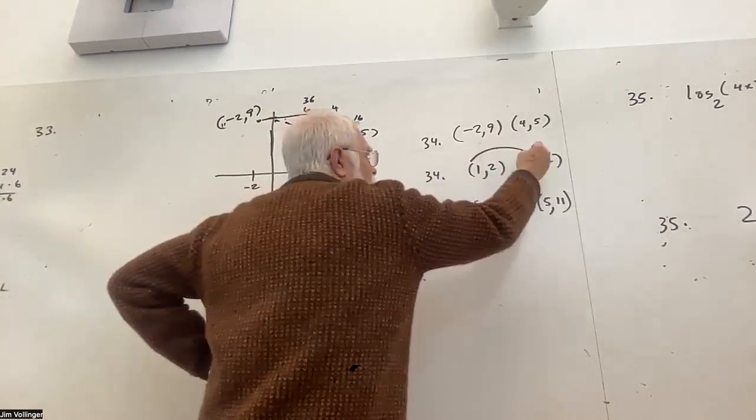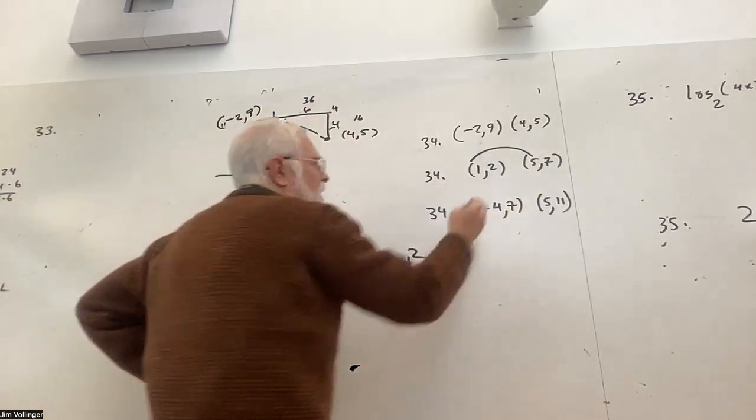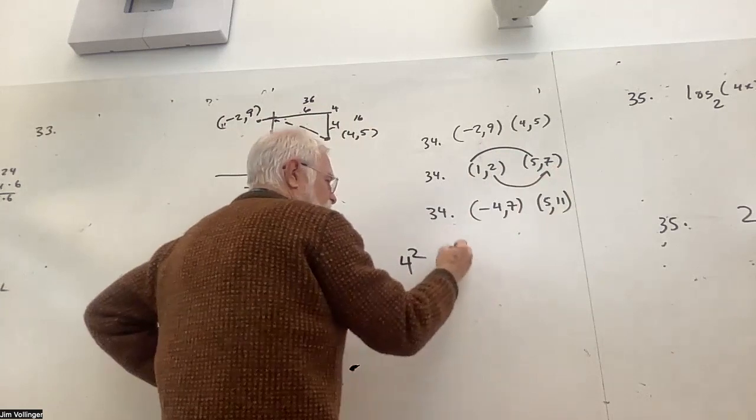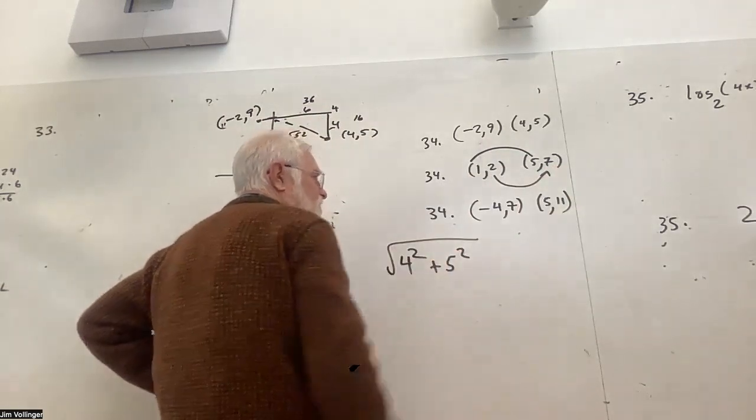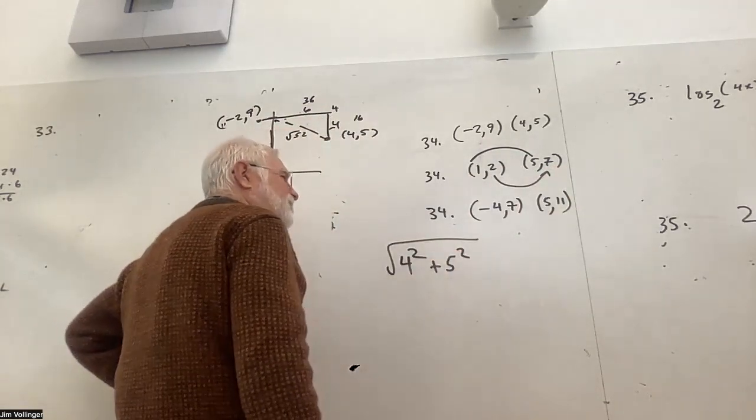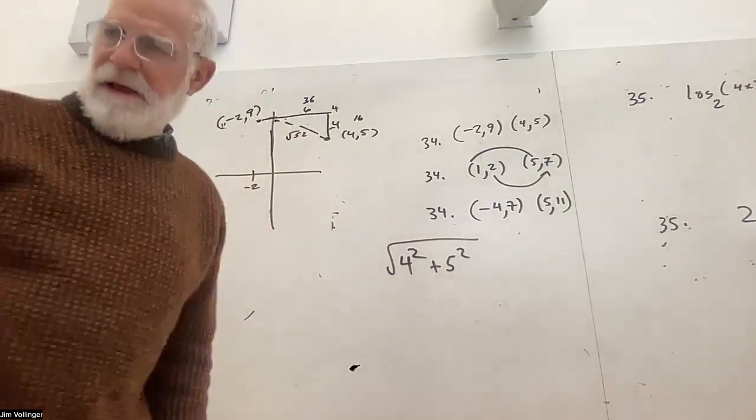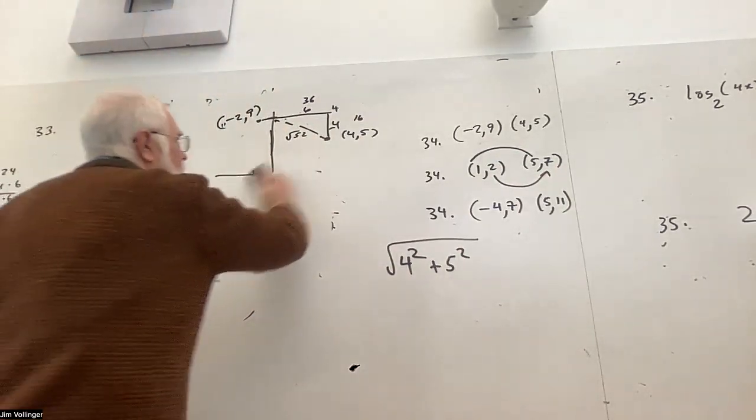So how far is it from 1 to 5? 4 units. You're going to square it. How far from 2 to 7? That's 5 units. You're going to square it. You're going to add those up and take the square root. And that's the distance between those points. But we'll do it out. 1, 2 to 5, 7.